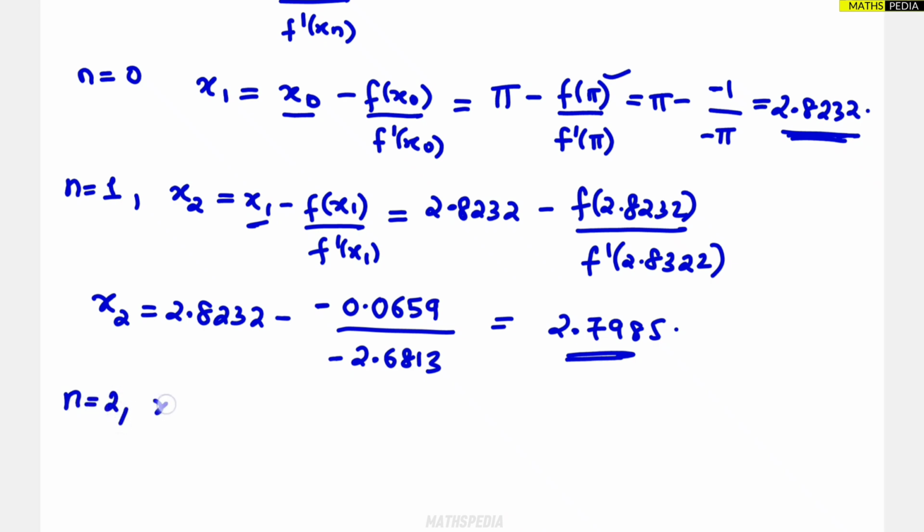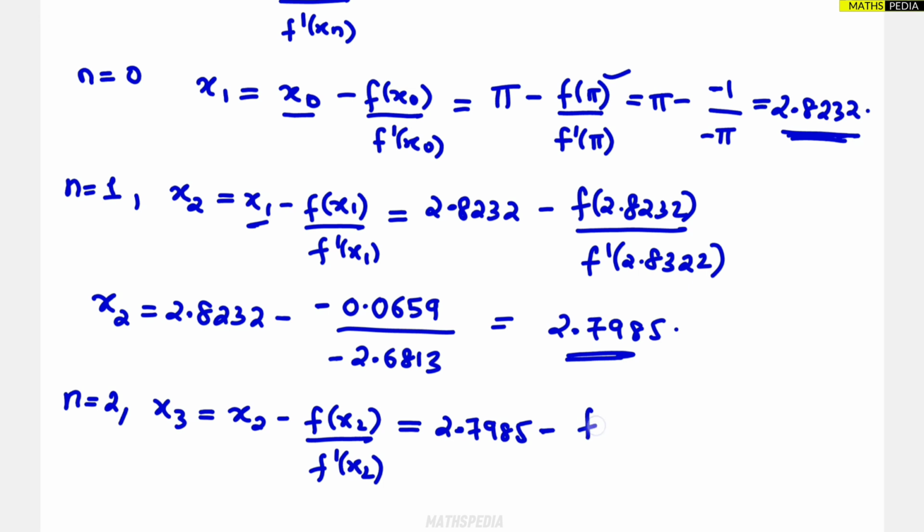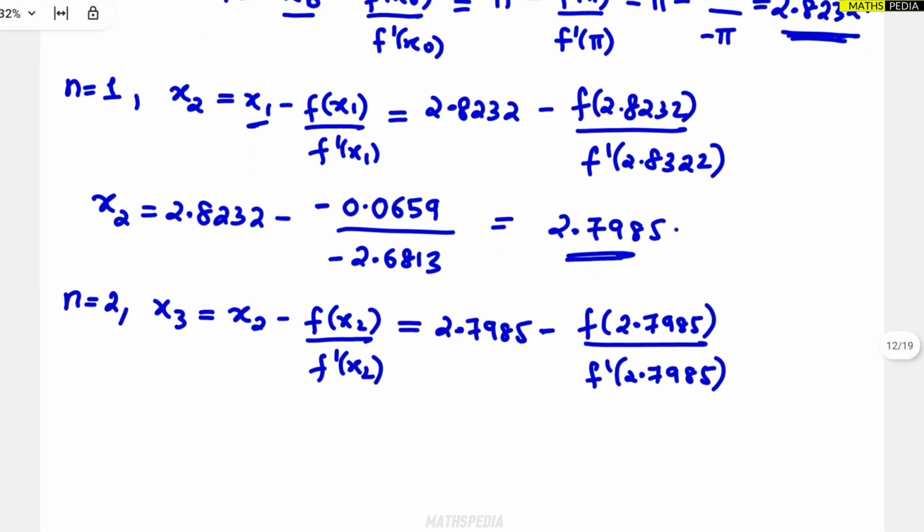So n is equal to 2, it will be x3 equal to x2 minus f of x2 divided by f dash of x2. So it will be 2.7985 minus f of 2.7985 divided by f dash of 2.7985. Now if we substitute this, x3 becomes 2.798. So we are getting this value. Now between this value and this value there is only a minute error, that means only a decimal error. So we can finalize the answer.